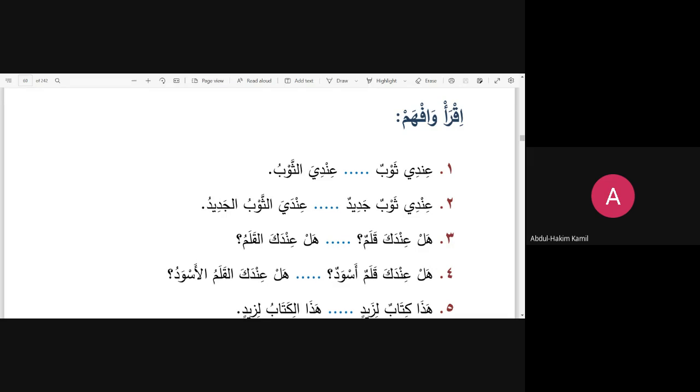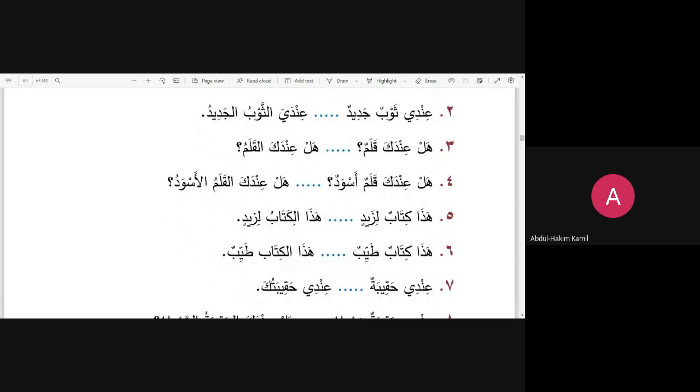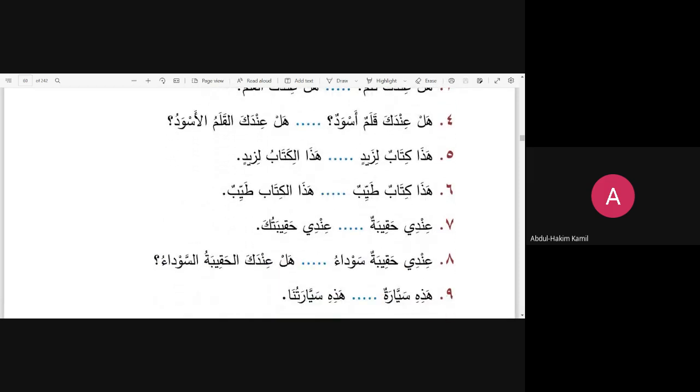Hal indaka qalamun aswadu? And we said that these colors don't get a tanween. That's not aswadun. These colors in Arabic don't get tanween. That's aswadu. Hal indaka qalamun aswad? Do you have a black pen? Hal indak al-qalamul aswad? Do you have the black pen?